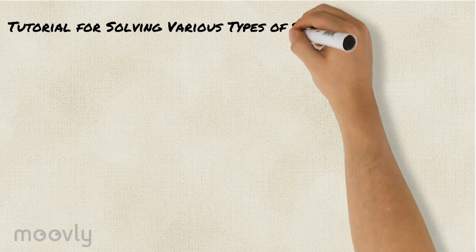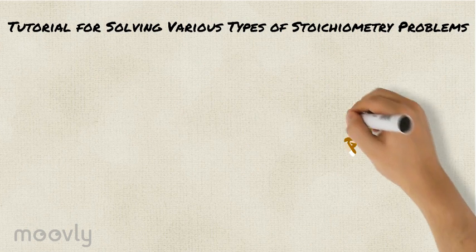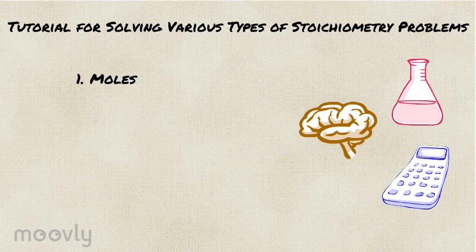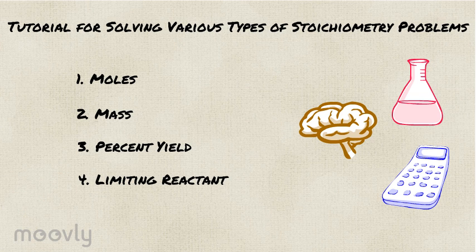This is an animated tutorial on how to solve various types of stoichiometry problems. We will first look at simple problems involving moles, then mass. Then we will look at how to determine the percent yield of a given product. Finally, we will solve a problem in which we must first determine the limiting reactant before figuring out how much product is produced.